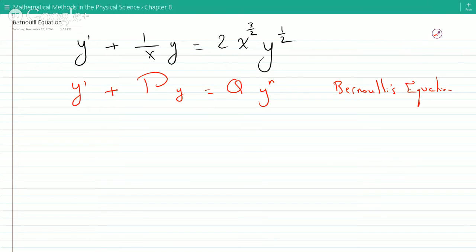You can see just by comparing these two that p would be 1 over x and q would be 2x to the 3 halves. And n in this case would be half, because it's the power of y. You see that? Oh, wait a minute. Which is n? N is this. Oh, wait, no.